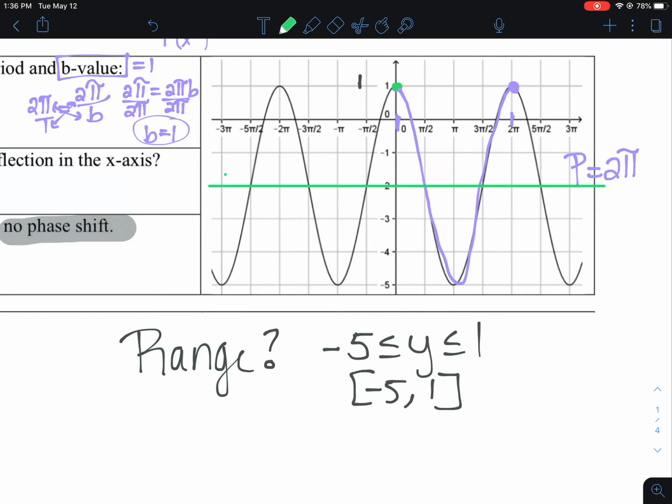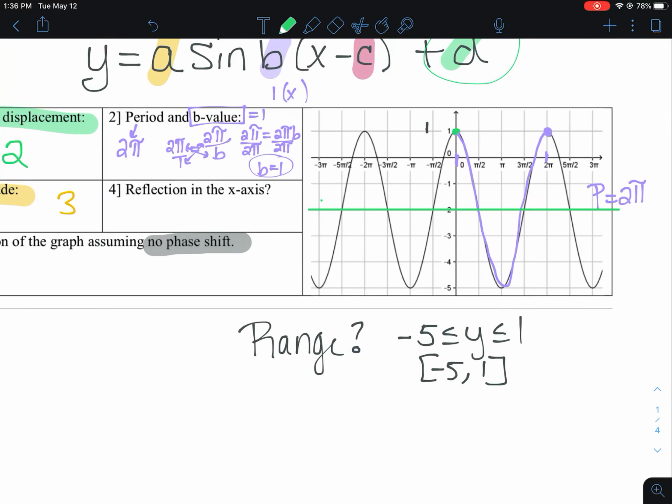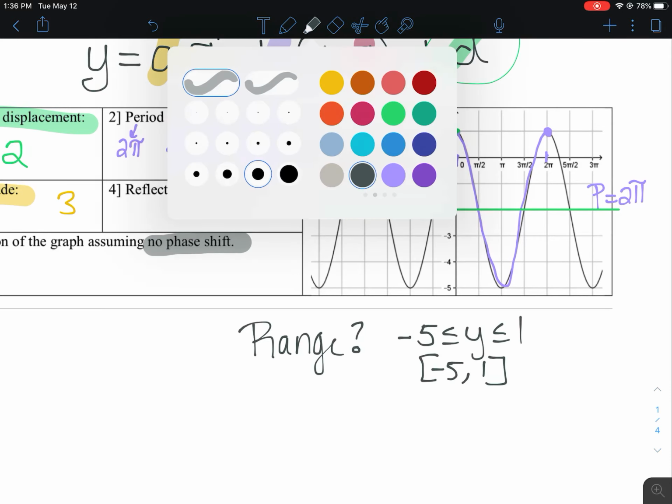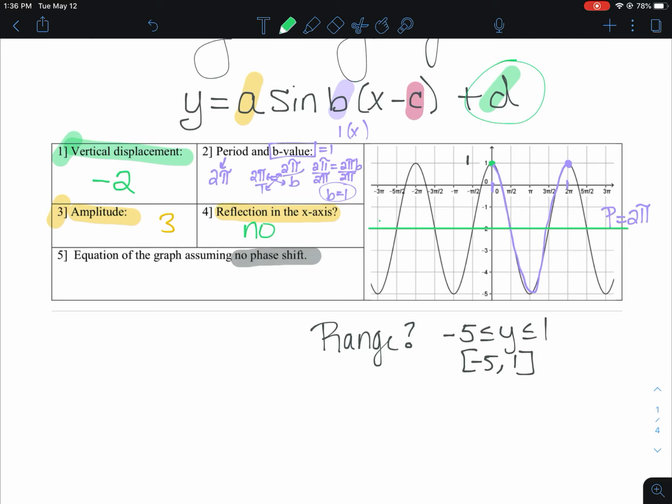Would it be a cosine or a sine graph that starts at the top of your amplitude? Well, that would have to be a cosine graph, right? And it's saying, is there a reflection in the x-axis? That, again, would come from the a value, right? So if there is a reflection, then this cosine graph would actually start down at -5, but it doesn't. It starts at the top. So there's no reflection, so I don't need a negative value in front.